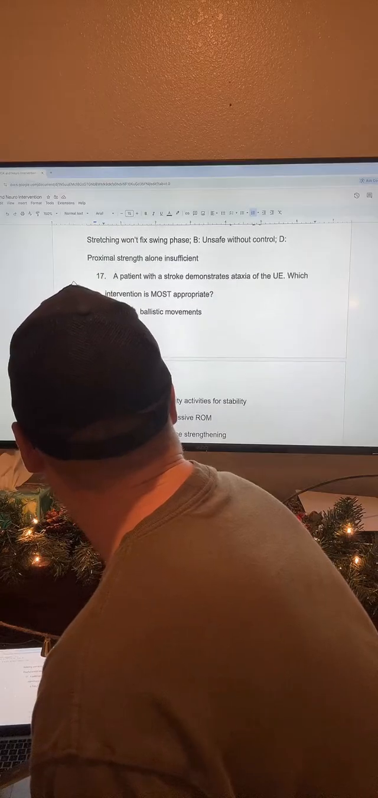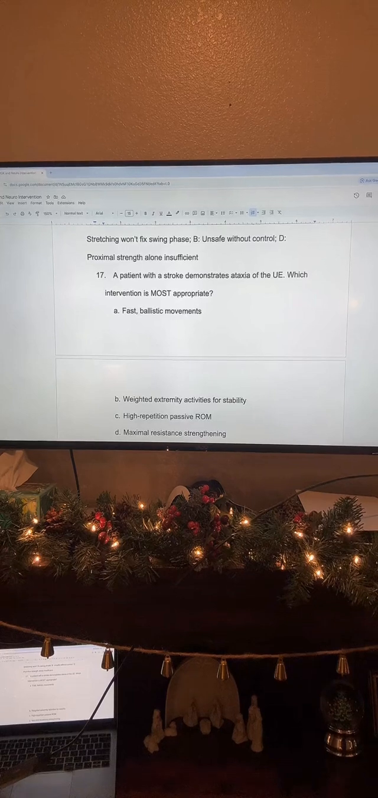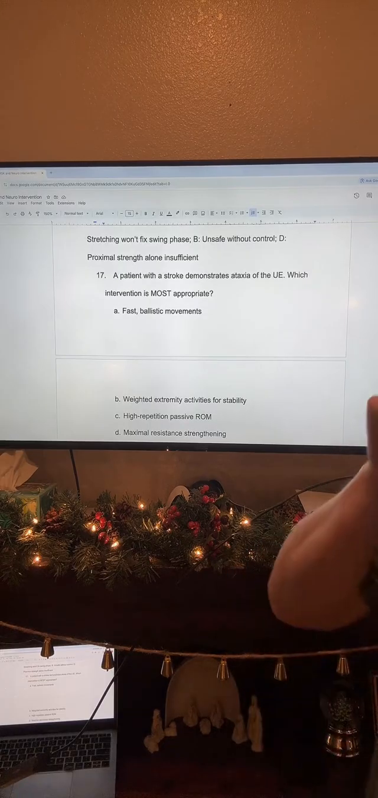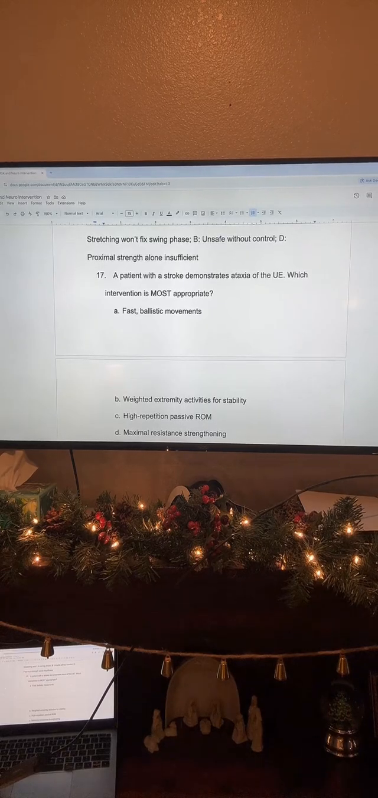17. A patient with stroke demonstrates ataxia of the upper extremity. Which intervention is most appropriate? A, fast ballistic movements. B, weighted extremity activities for stability. C, high repetition passive range of motion. Or D, maximal resistance training. Give you guys just a little bit more time to look it over.